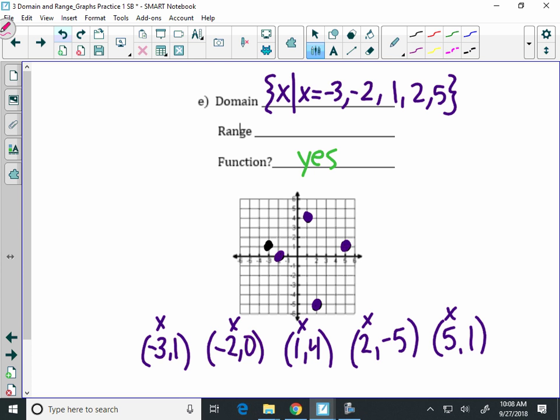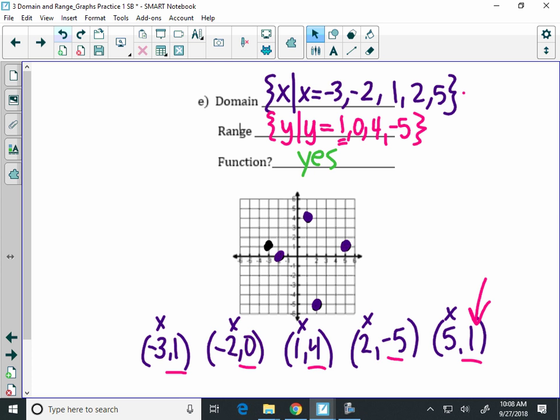Now to find the range, you look here at every y value of your function. And you do it in set notation again. All the y's, where y equals 1, 0, 4, -5. And this last one is 1 again. I already listed 1 up here. I don't have to repeat it, and I can close my bracket. So I can only put these specific x values in, and the only answers I can get for this function are 1, 0, 4, and -5.